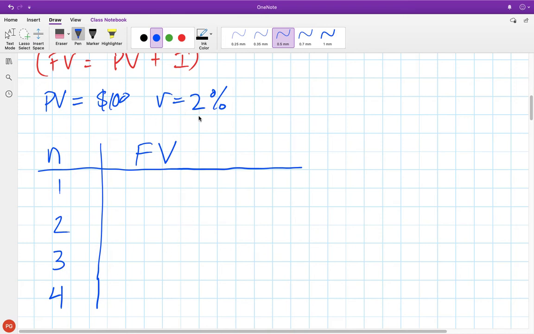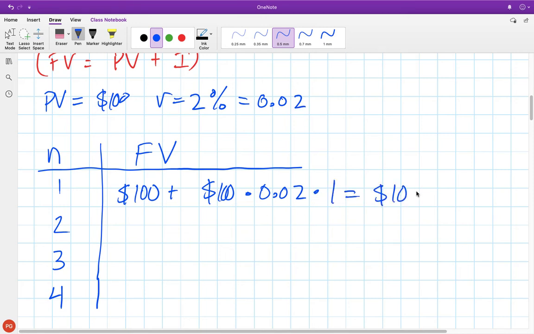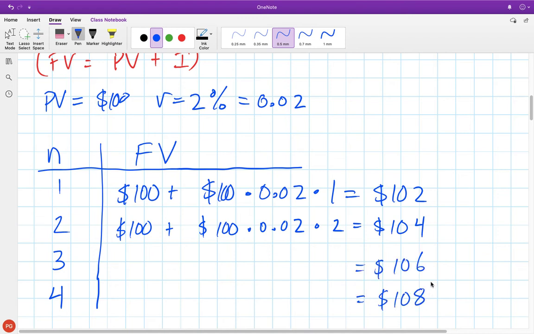Principal value 100, rate of 2%. Our future value would be calculated using principal value plus principal value times our interest rate, which we need as a decimal. Put this as a decimal, it would be 0.02 times the number of years, which in this case is 1. That gives us $102. We can do something similar for the other one. This time with 2 years, we'll get $104, and I think you can start to see the pattern. So we're going up by $2 each time, so every year we gain $2 on our investment. It's always going to go up by the same amount every year.